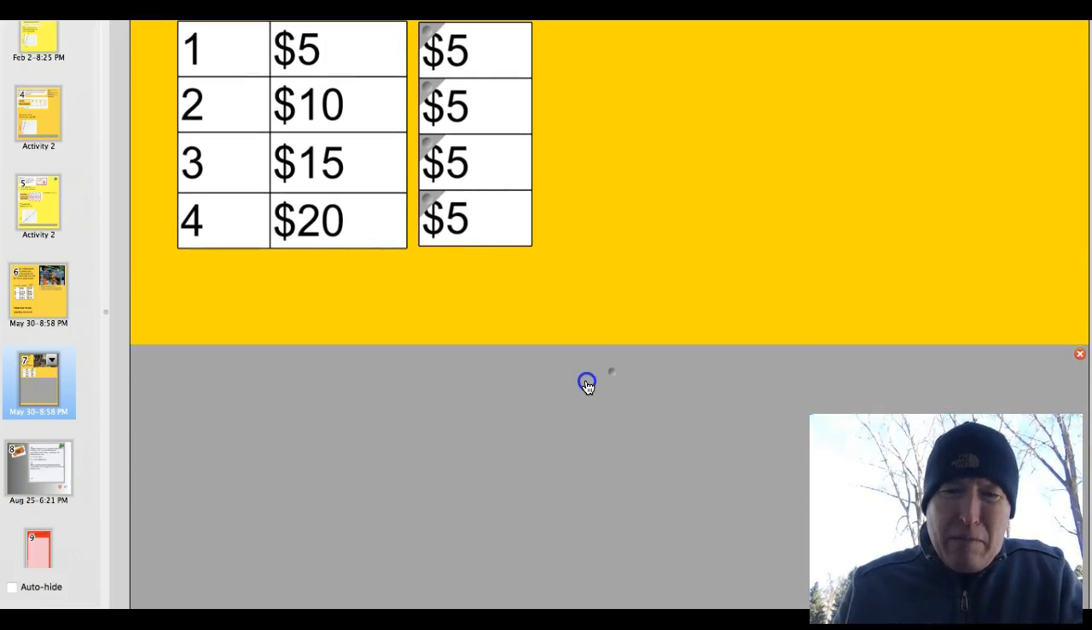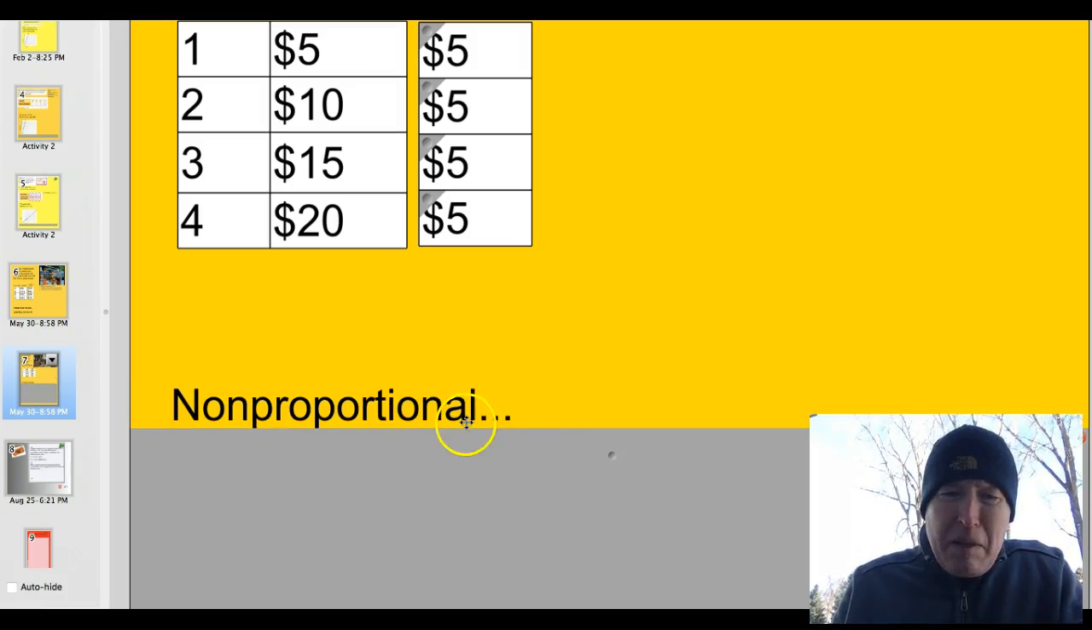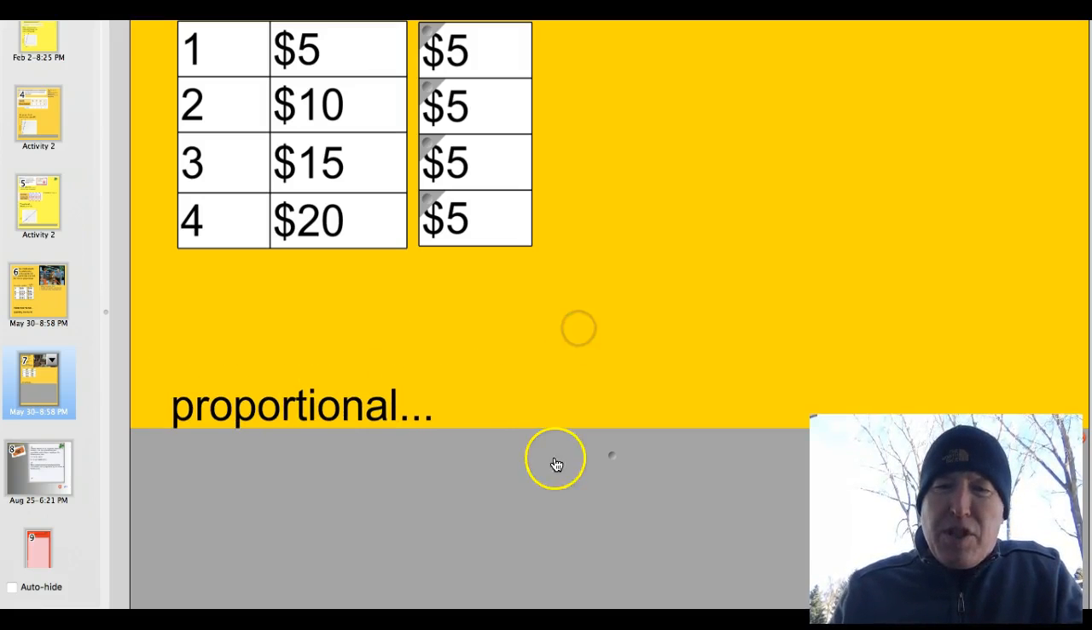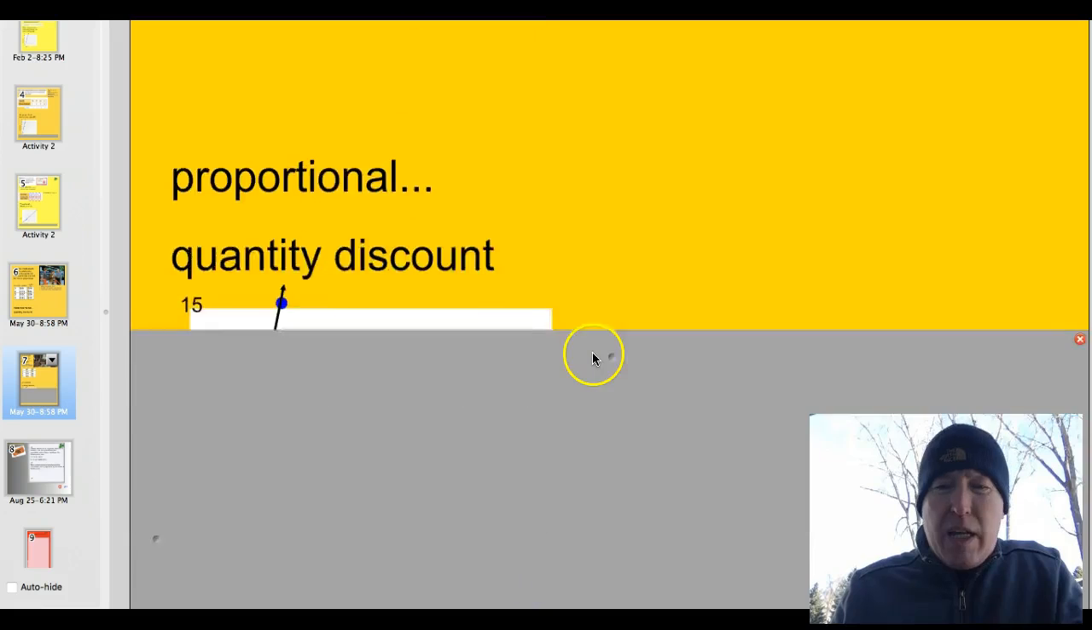Again, I can't even talk right, I'm so cold. This is non-proportional or proportional? No. This here is proportional. Just checking with you. Just messing with you there.